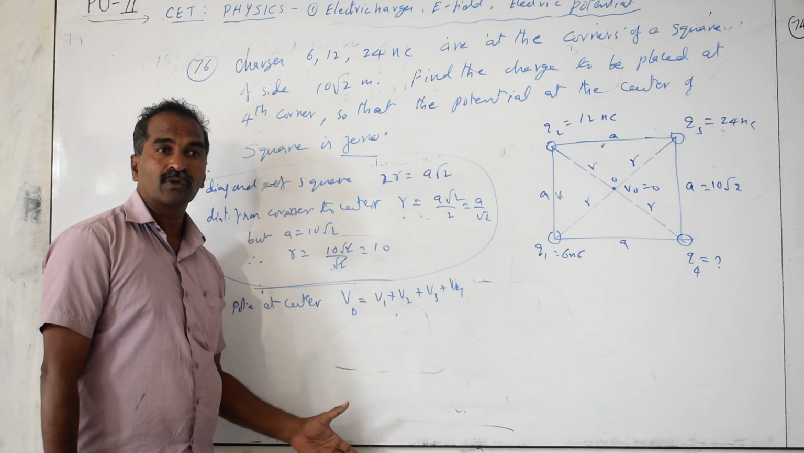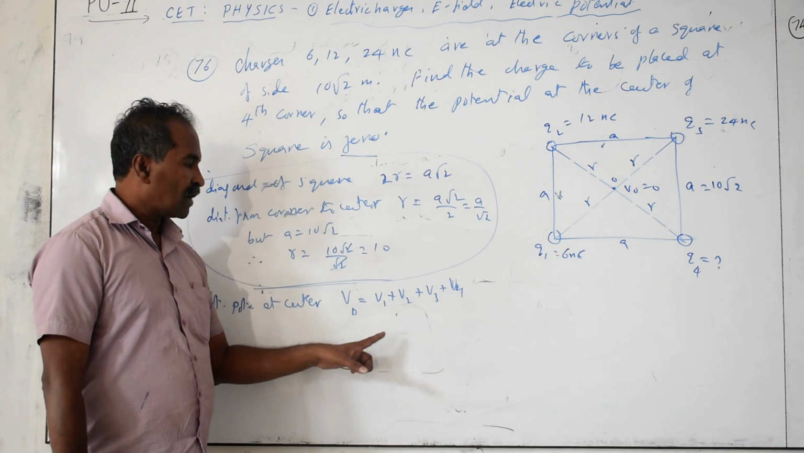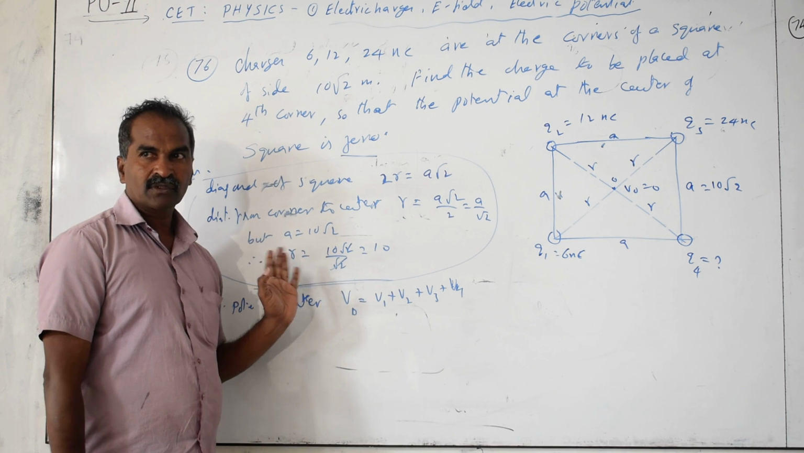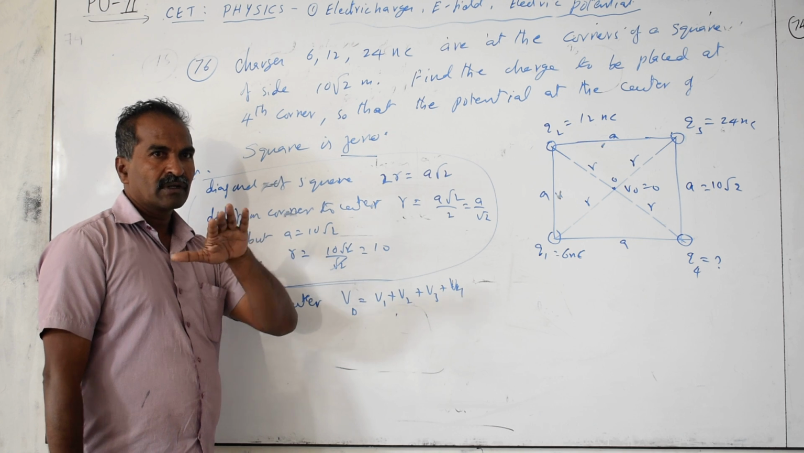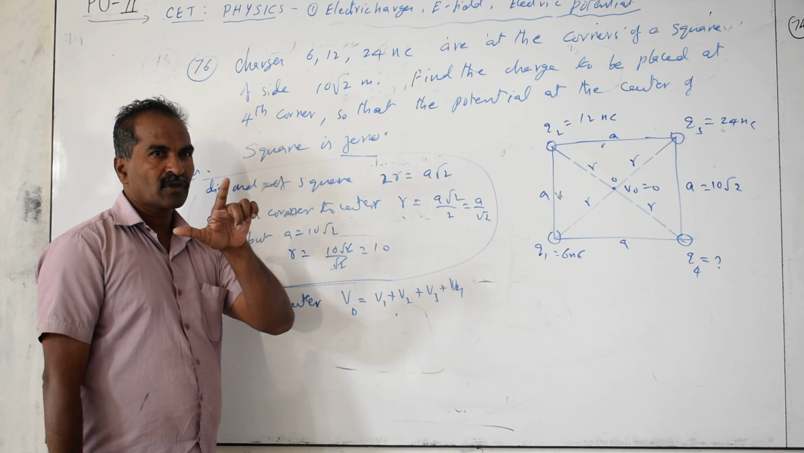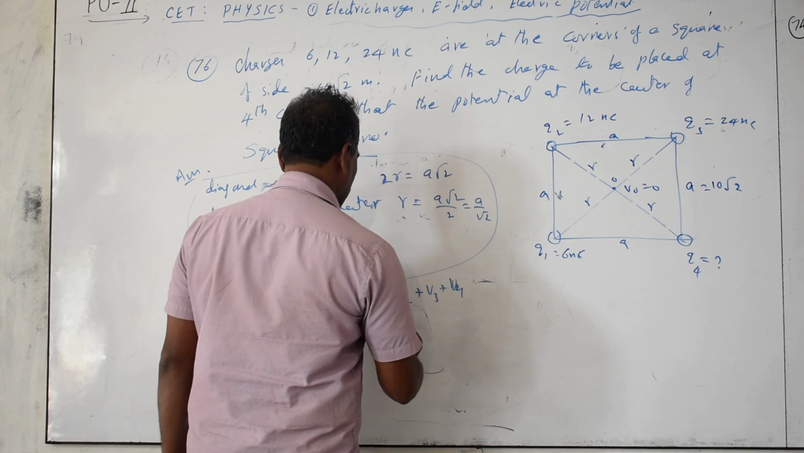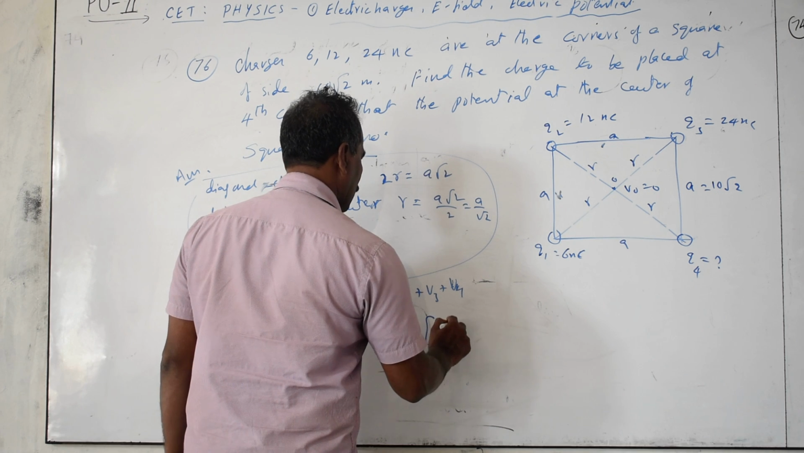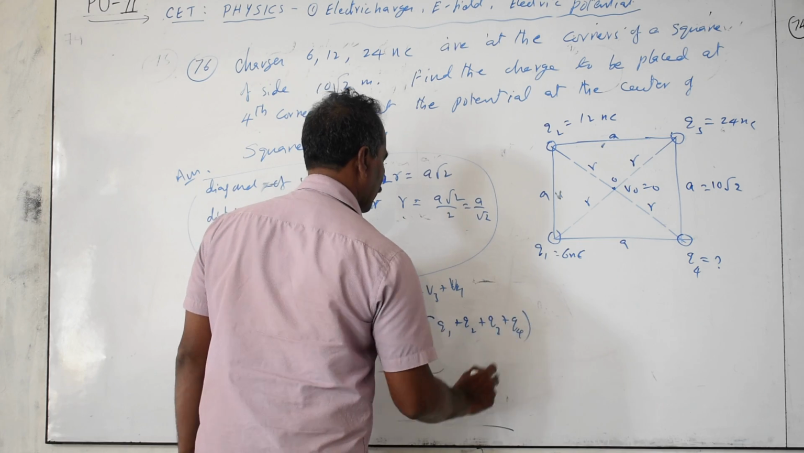Potential is 1 by 4 pi epsilon into Q by R. So R is the same here. The distance from center to corner is the same, so the proportionality constant is the same. What we are left with is 1 by 4 pi epsilon Q by R. R is the same, Q is different. So V0 equals 1 by 4 pi epsilon naught into R, times the bracket Q1 plus Q2 plus Q3 plus Q4.